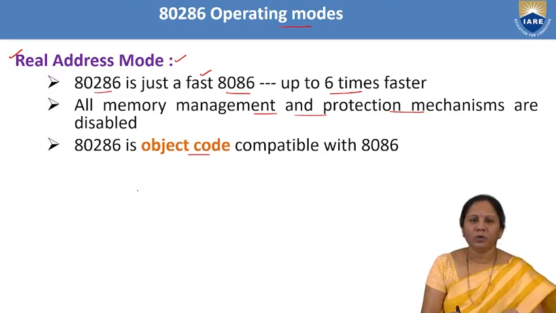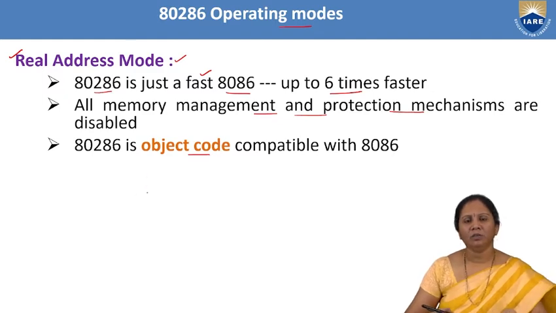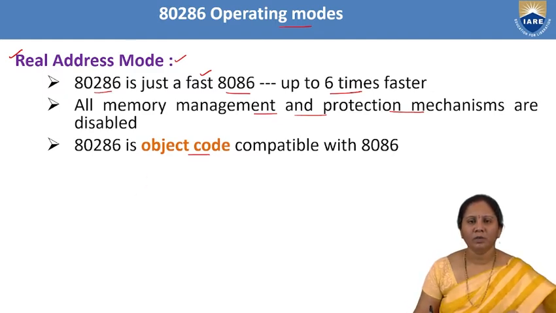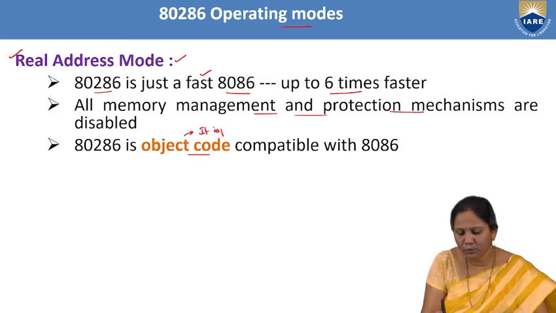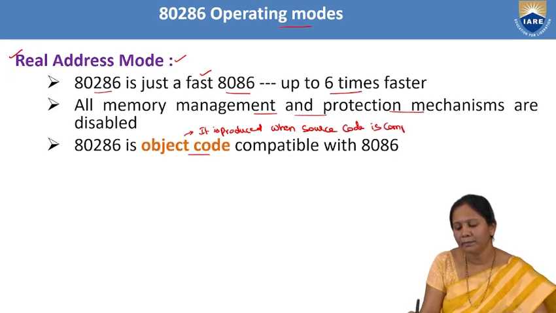The 80286 is object code compatible. Generally, there will be source code and object code. Source code is written by a programmer, whereas object code is the code that is generated when that source code is compiled. So here, object code means it is produced when source code is compiled.